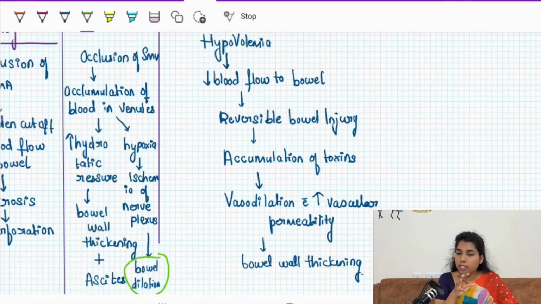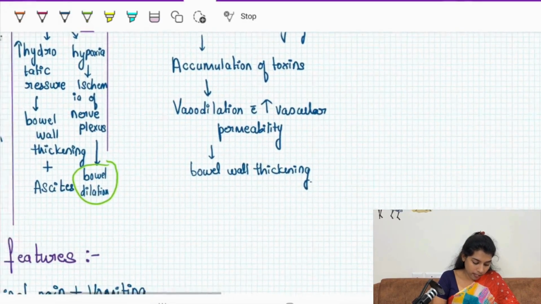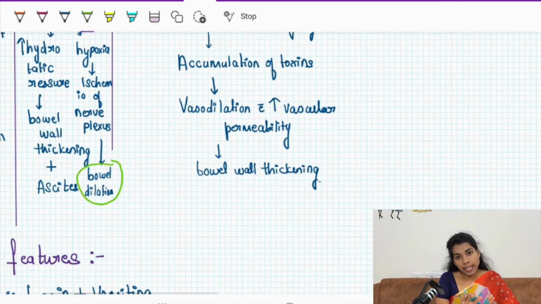Once it experiences this reversible bowel injury, there will be accumulation of toxins. Whenever there is an accumulation of toxins, by a reflex mechanism, you will see vasodilation with increased vascular permeability.